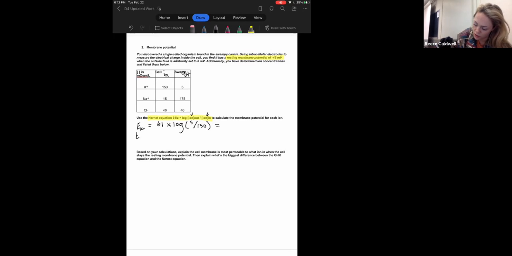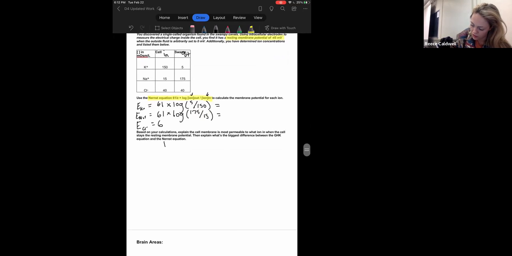Then we do it for sodium. We repeat that same equation, log of out, which is 175, over in. And we get our answer. And then the membrane potential for chloride, we do 61 times log out over in. And I know for sure here we get 0 millivolts. Let me double check these answers.